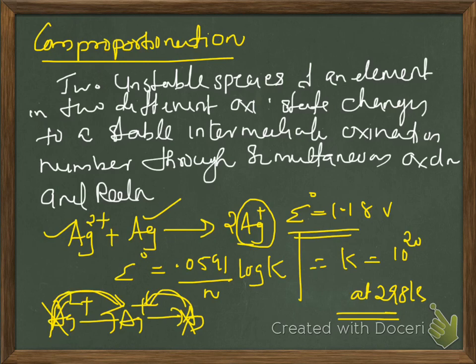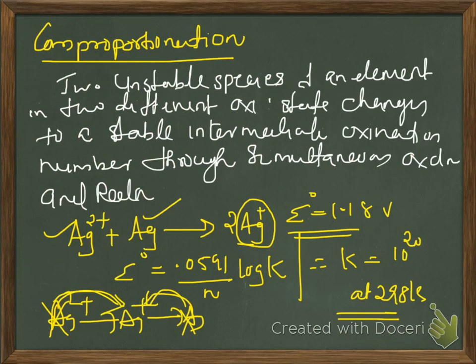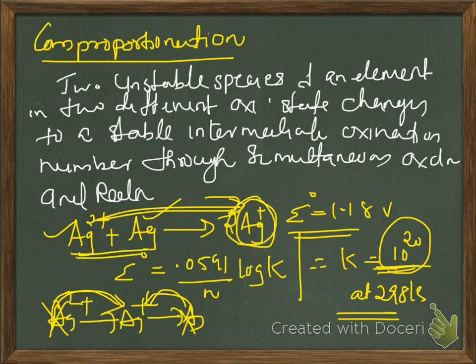We have to substitute that in the previous equation, E0 equal to 0.0591 by n into log Kc. Then you will get Kc as around 10 raised to 20, which is a big value or high value. This high value of equilibrium constant again indicates that the process will move in the forward direction or towards the right side. So Ag plus will be formed, and this comproportionation reaction is possible to greater extent.